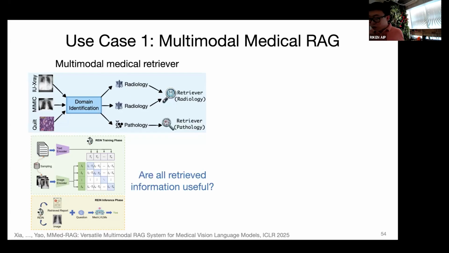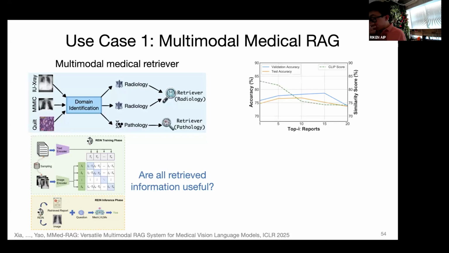Okay, because not all retrieval information would be useful, before applying what we discussed before, the RAG-based preference fine-tuning, we will also do some additional things to first filter out some irrelevant retrieved information. So we do some basic analysis where we retrieve the top K reports, and based on the increase of K, we can see the validation accuracy will first increase and then decrease. And the test accuracy will also increase and then decrease.